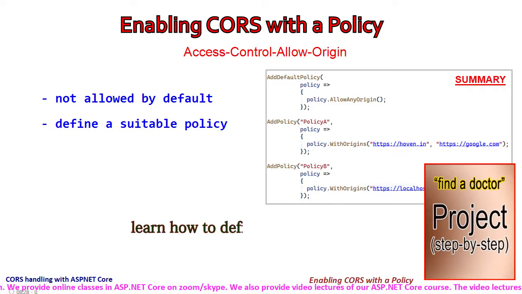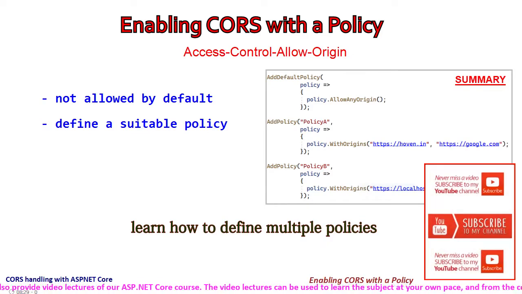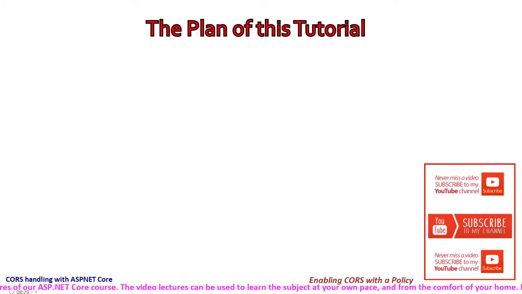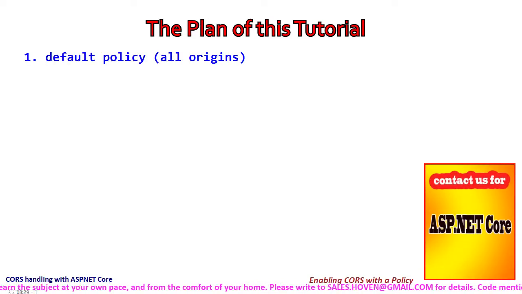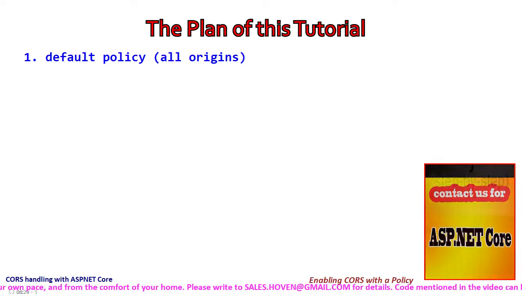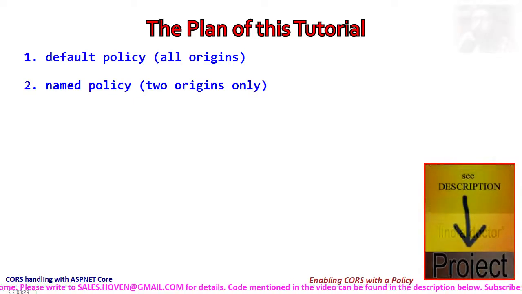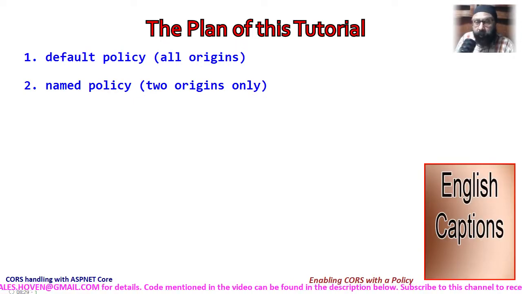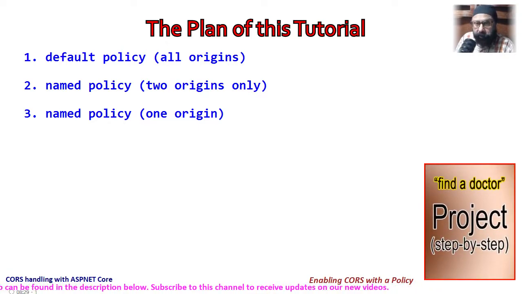We shall also learn how to define multiple policies so that each endpoint can serve requests to its own set of origins. Let me first explain the plan of this tutorial. We shall define three policies. The first will be a default policy that will permit requests to all origins and to all schemes. The second would be a named policy that will allow requests to two origins only. And the third too would be a named policy, but it will permit requests to just one origin.